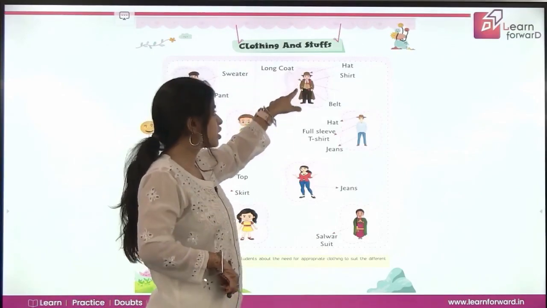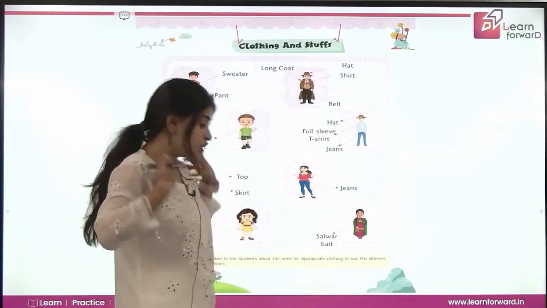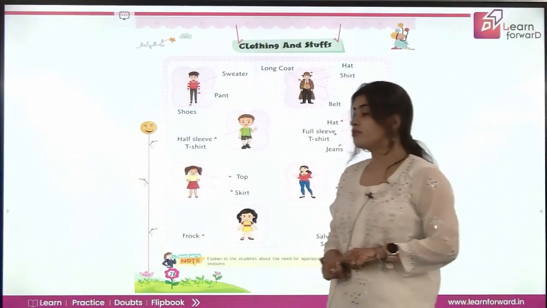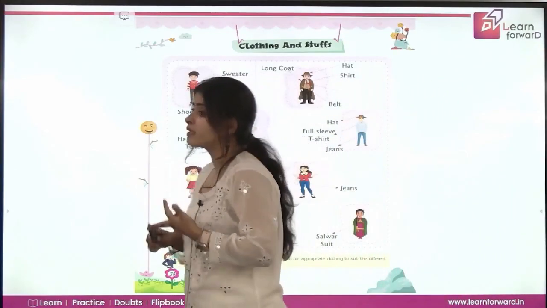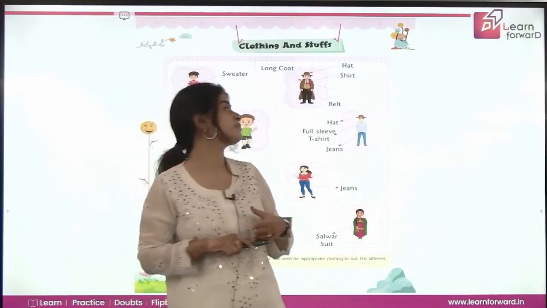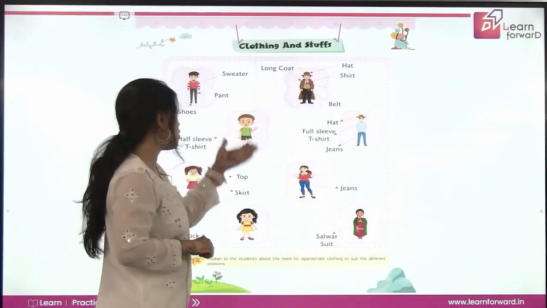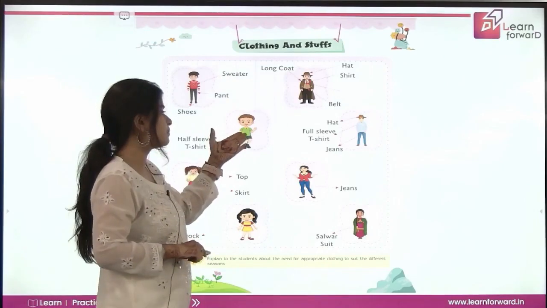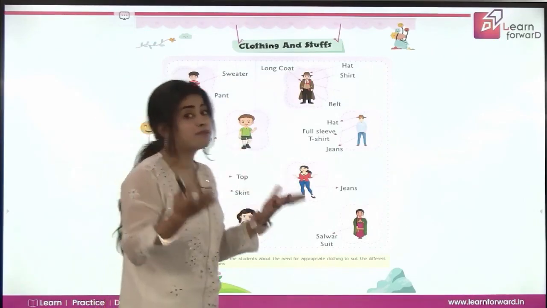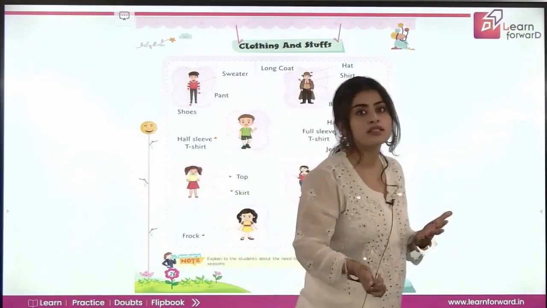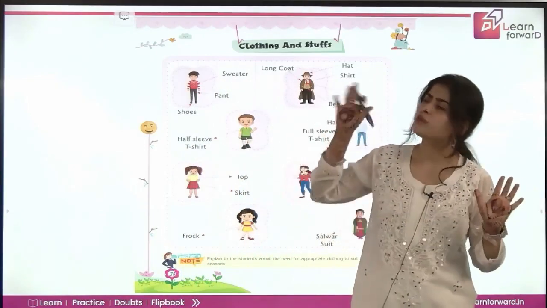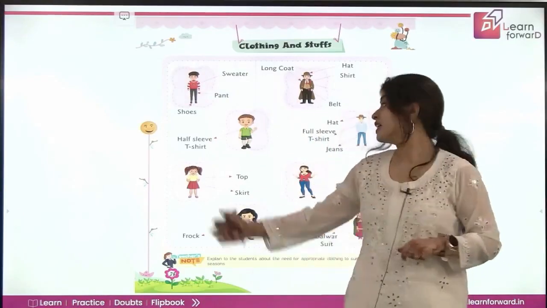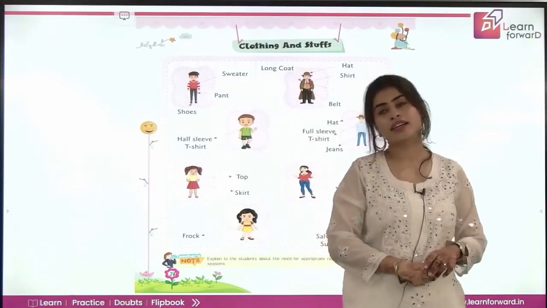Next is this long coat. Again, long coats we wear in winter season, okay? Winter season में हम coat, sweaters पहनते हैं, okay? Next is this boy. This boy is in half sleeves t-shirt. See? Half sleeves t-shirt हम कब पहनते हैं? In summers, जब बहुत गर्मी होती है, बहुत sunny days होते हैं. We wear half sleeves t-shirt like this boy is wearing, okay?